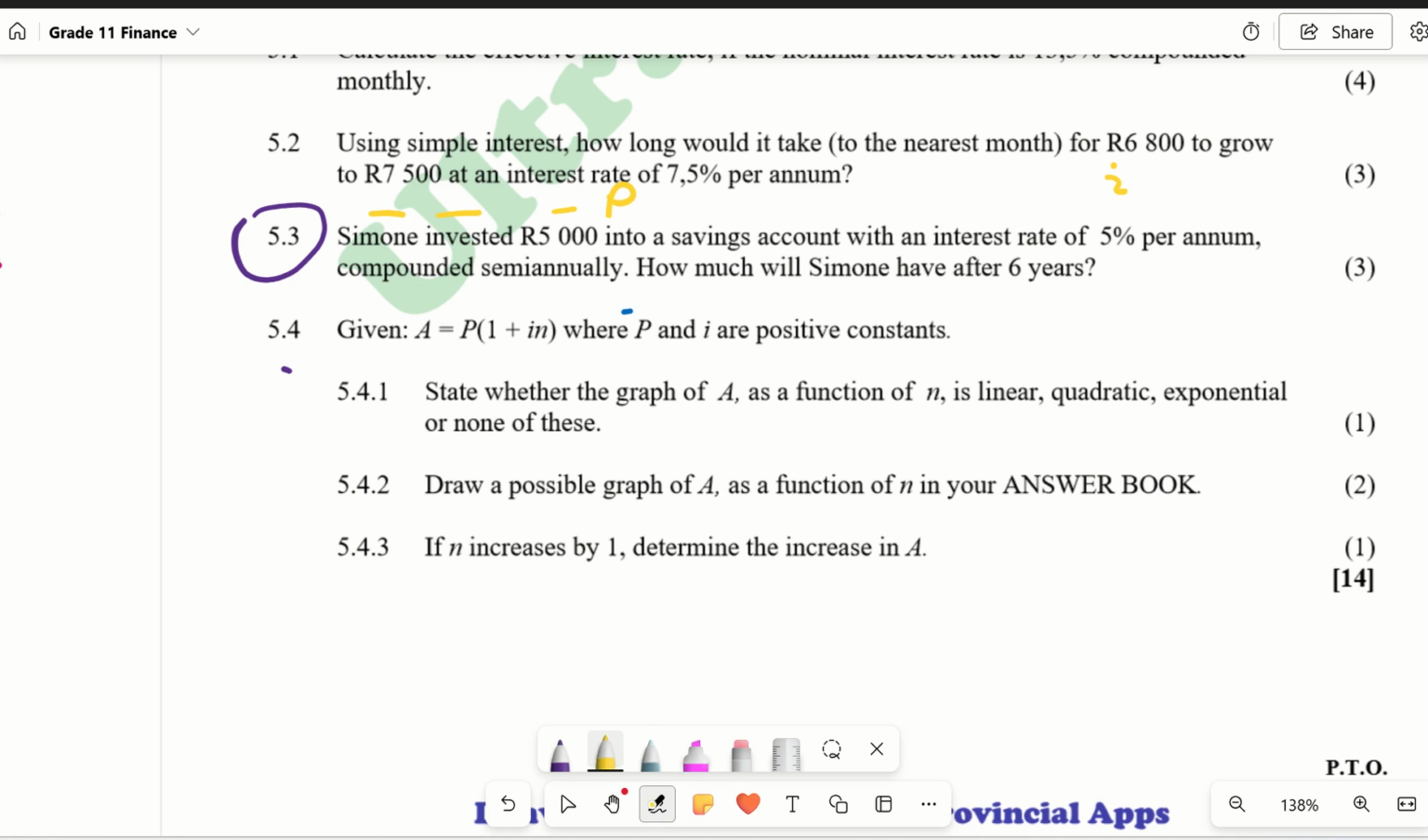So it says, using simple interest, how long would it take? Sorry. Simon invested 5,000 in a savings account with an interest of 5% per annum. So our I is 5% per annum, our P is 5,000. Compounded semi-annually, it grows. The money gains interest after every 6 months, twice a year, semi-annually. How much will Simon have after 6 years?